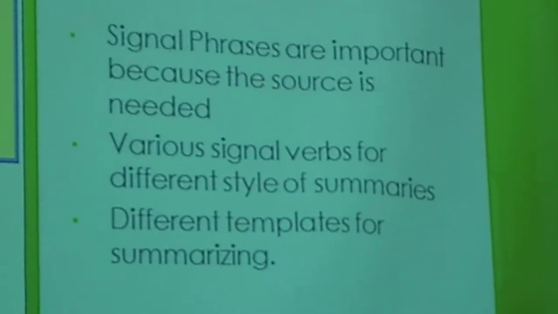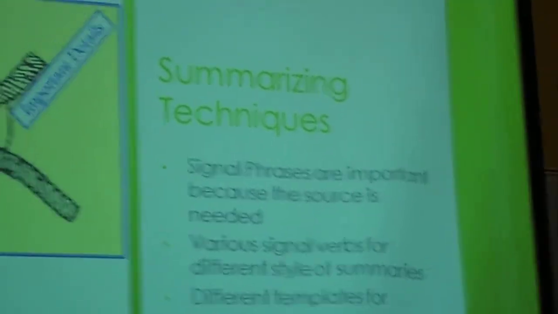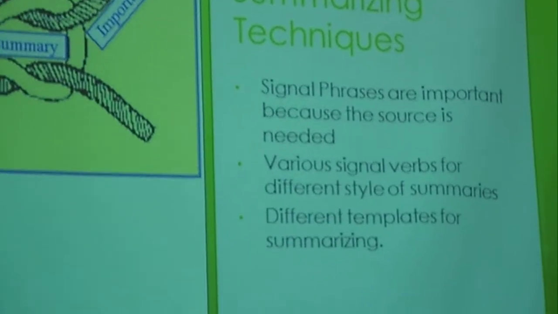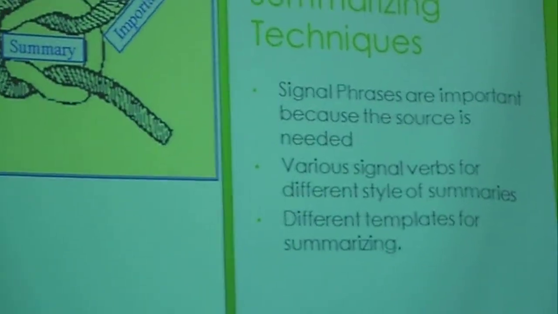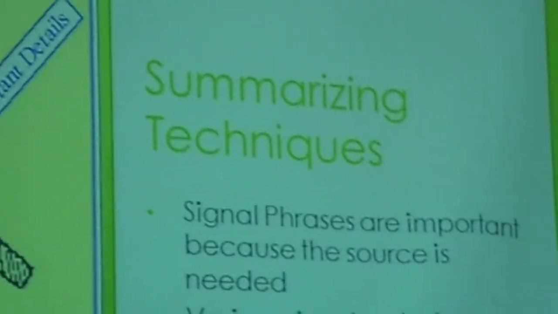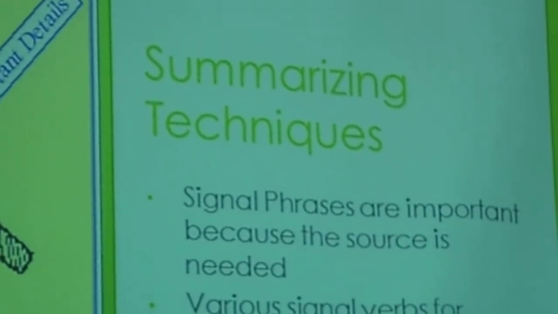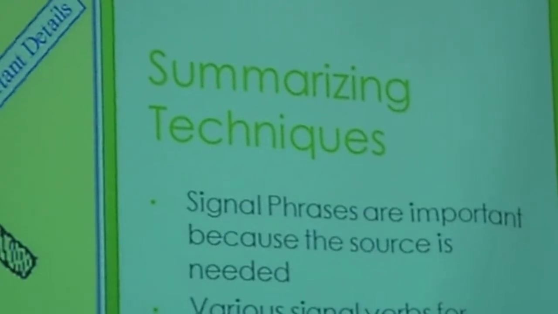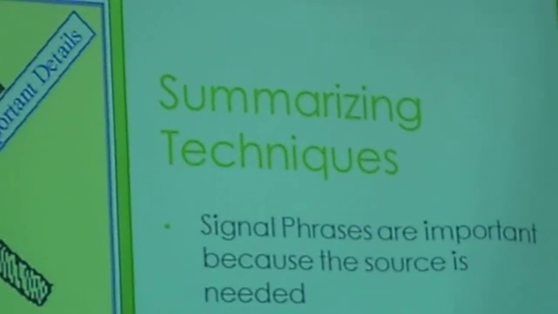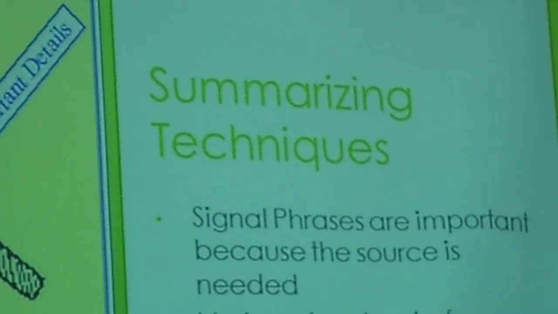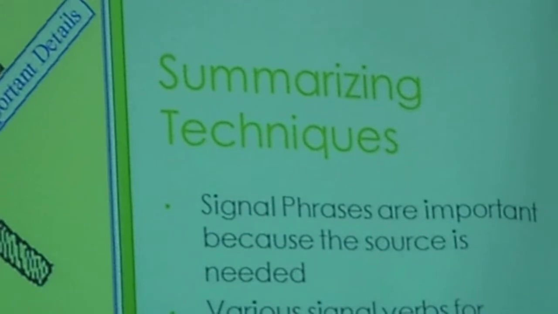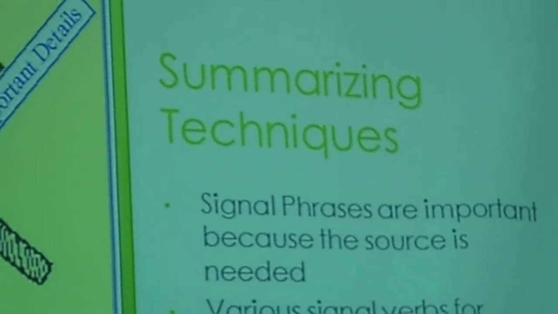There are various signal verbs that you can use. One of the types of signal verbs that chapter 2 explains is making a claim. Like argue and insist, you begin your summary with that. When you want to agree or disagree, you can corroborate, or complain would be for disagreeing. And for recommendations, you can say call for.